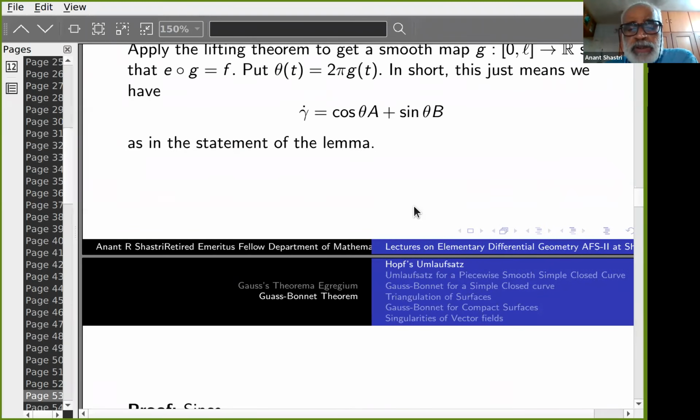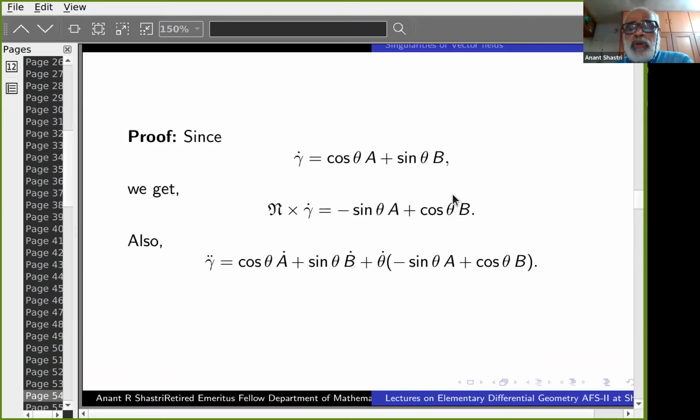Totally elementary computation. Okay, so let us go through this. Gamma dot is cos theta A plus sin theta B. Remember that A and B are functions of t. So take the cross product with n, the normal vector. Remember n is perpendicular to both A and B. N itself is A cross B.